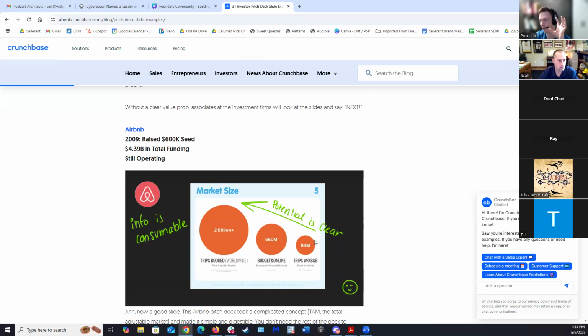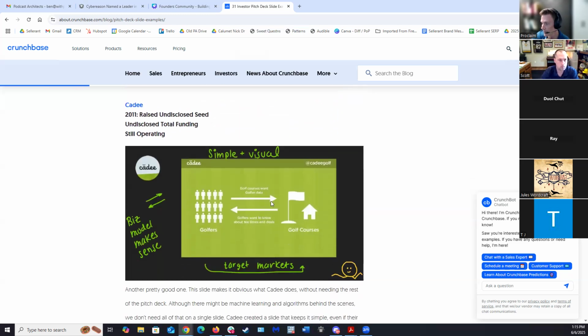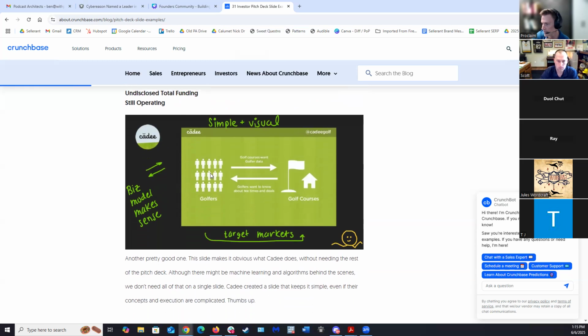You've got to decide what is the highest impact stuff. What's the stuff that the investor absolutely needs to know to write me a check? This is good too. Simple visual. Business model makes sense. Got their target markets.